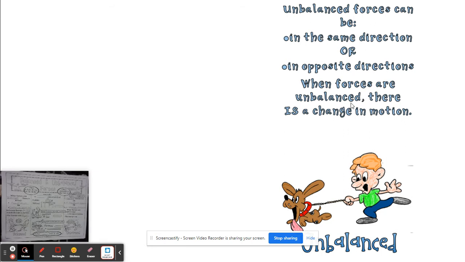When forces are unbalanced, there is a change in motion. So look at your worksheet. When forces are unbalanced, there is a change in motion. Again, I'm standing, my pen is sitting still, right? Balanced. Now it's unbalanced. I just forced it to move.